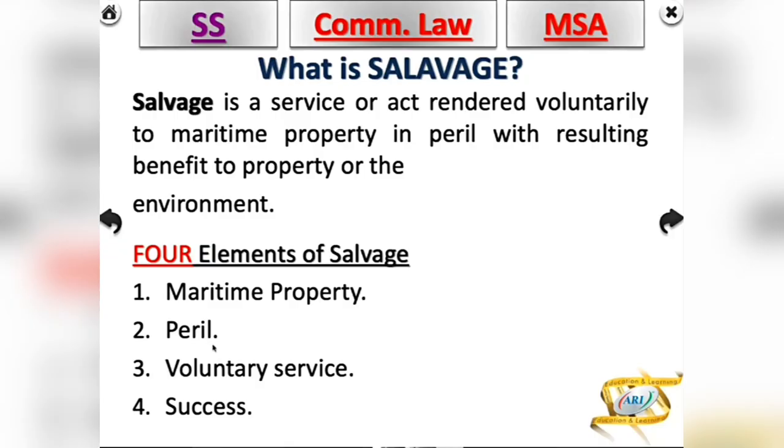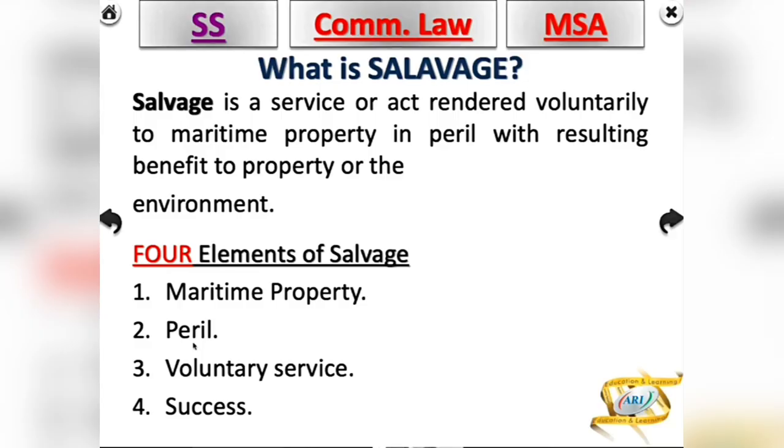Okay, so the third thing is voluntary service. Now this we need to understand. What does voluntary service mean? When the maritime property is in peril and cannot continue on its own, it has requested outside resources, mainly tugs and personnel, wherever the ship may be. The people on the tugs or the experts have departed from whichever port in the world, they have departed voluntarily.